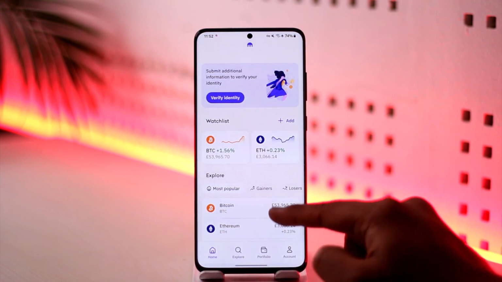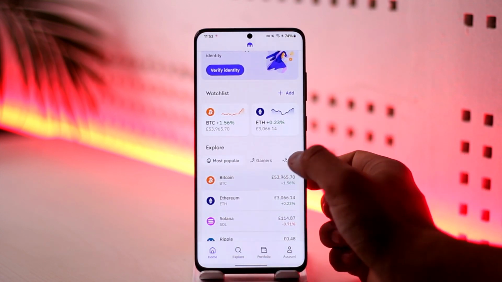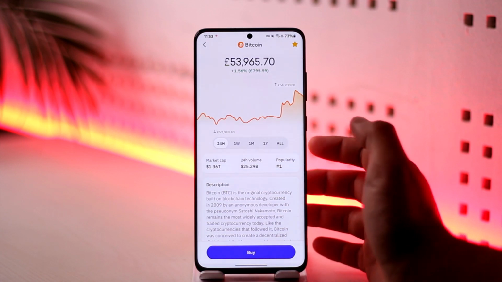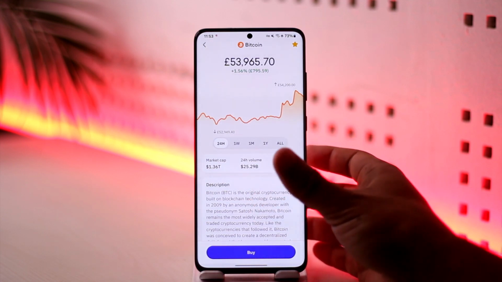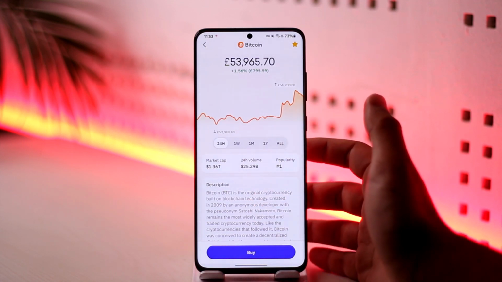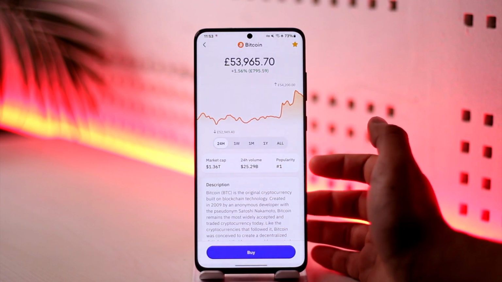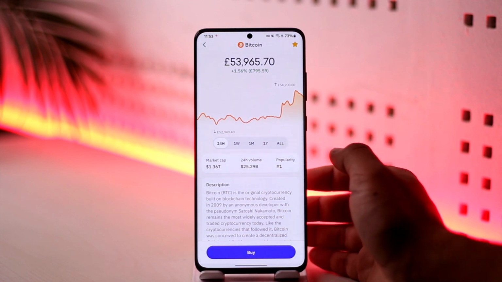For example, let's say I buy Bitcoin today for $100 and I get a certain amount of Bitcoin. Tomorrow, selling that same amount of Bitcoin, I get $150, which means I have made $50 of profit because the Bitcoin value increased. So that is basically called trading.